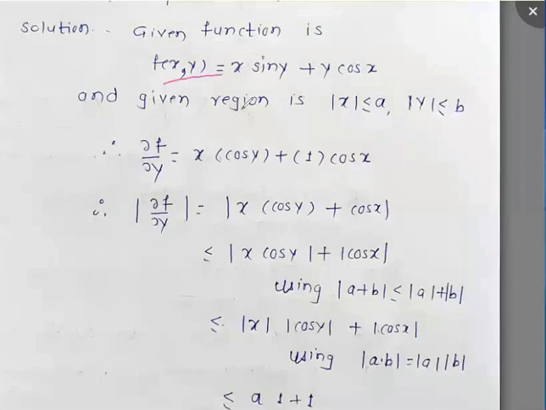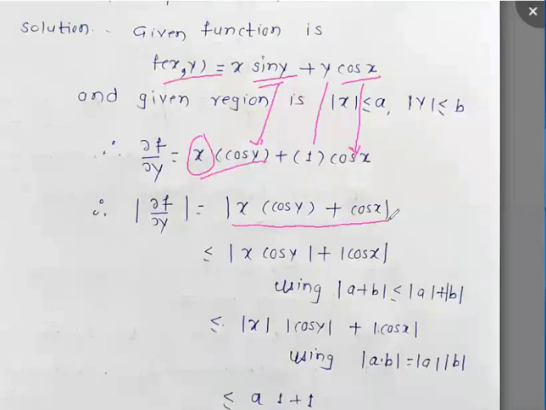So partial derivative of f with respect to y, x is constant. Then derivative of sin y with respect to y is cos y, plus derivative of y is 1, cos x is constant as it is. We are differentiating with respect to y. With respect to y, x is constant. So derivative of sin y is cos y and derivative of y is 1. X as it is, cos x as it is. Take modulus. So mod of x cos y plus cos x.